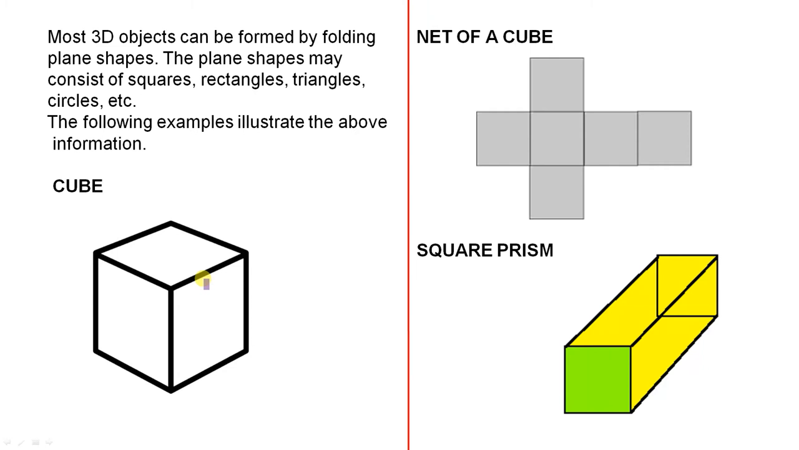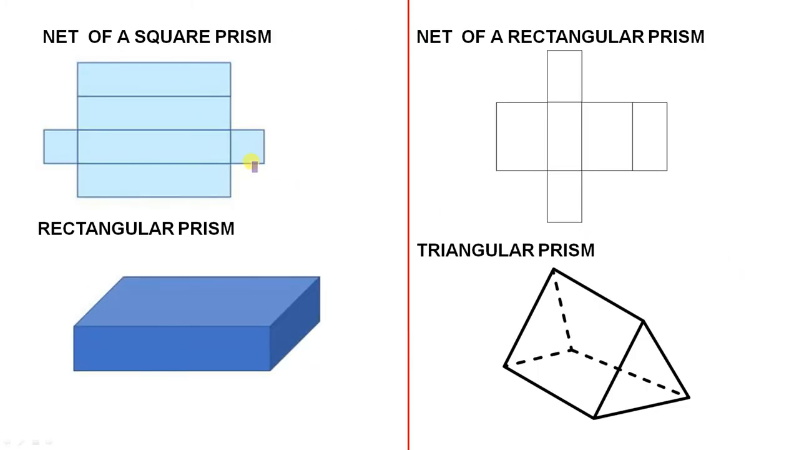So here's a cube. That's the 3D object where all the faces are exactly the same. And here is the net. You'll see there are 6 faces, and you fold them up, and that gives you the cube. There's the square prism. With this face here, the green face is a square. The face there is a square, and then they're joined together. And that's the net of the square prism on the previous slide.